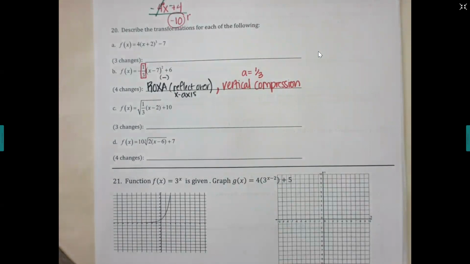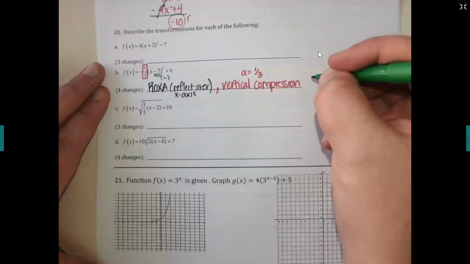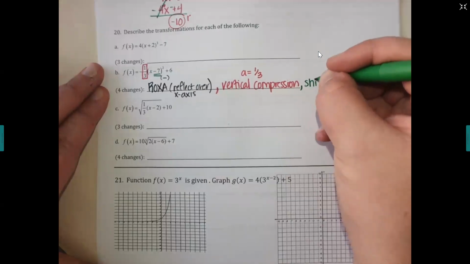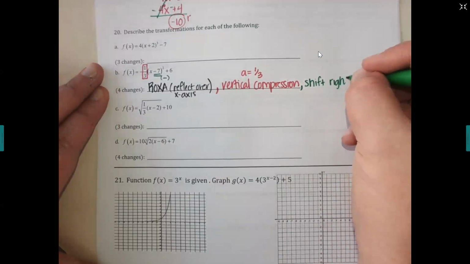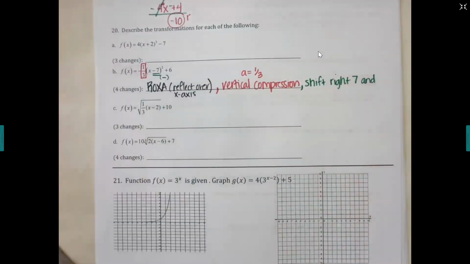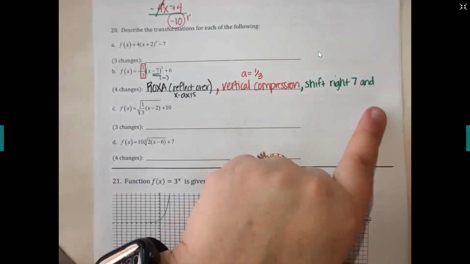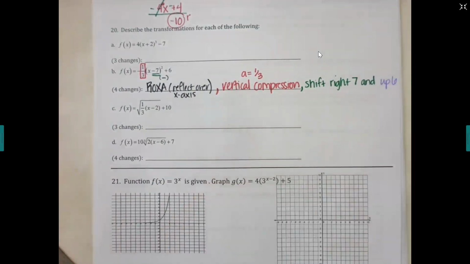Okay, then I have two more numbers that I see in my equation. I have a -7 next. What is that gonna do? Shift which way? To the right 7. Then I'm just gonna put and my last number would be that +6, which way is that gonna move us? Up 6. You remember that?